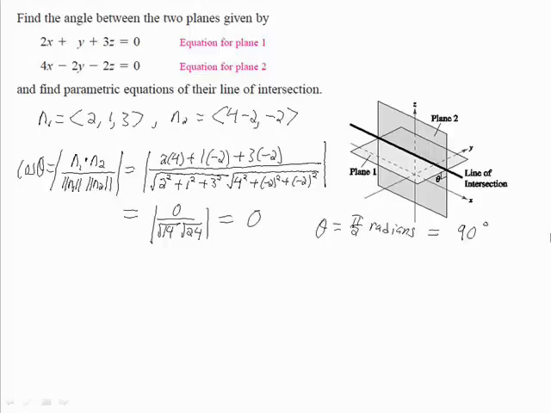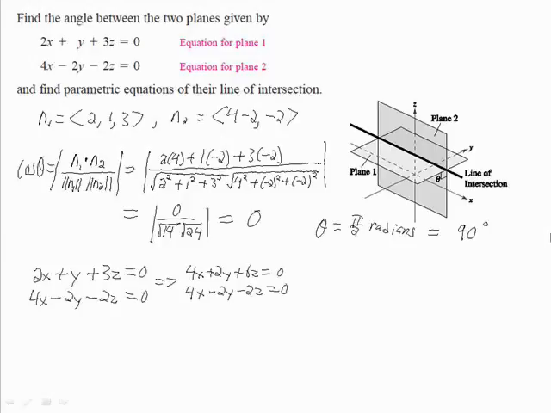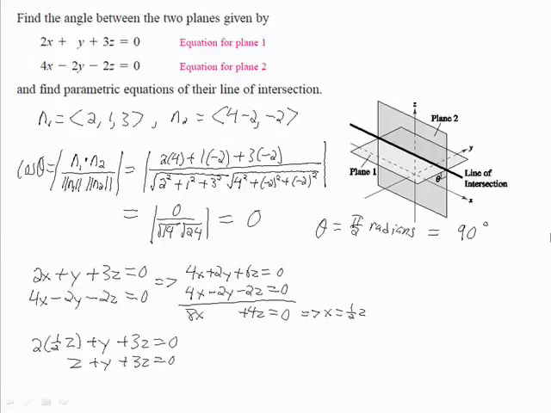You can find the line of intersection of the two planes by simultaneously solving the two linear equations representing the planes. Multiply the first equation by 2 and leave the second equation alone. Add the two equations to get 8x plus 4z is equal to 0. This implies that x is equal to 1/2 z. Substituting x is equal to 1/2 z back into one of the original equations, you can determine y. Simplify the equation and solve for y, which is equal to -4z. Finally, by letting t equal 1/2 z, you obtain the parametric equations.